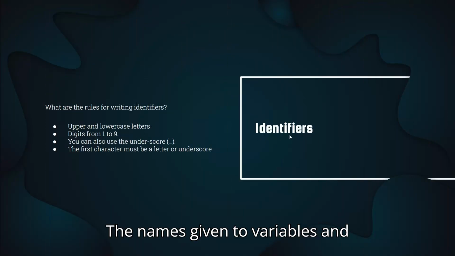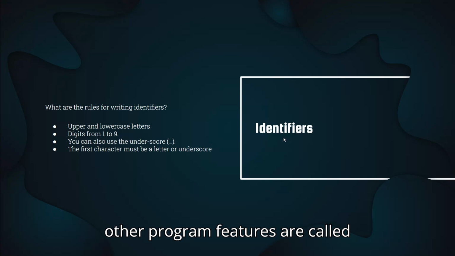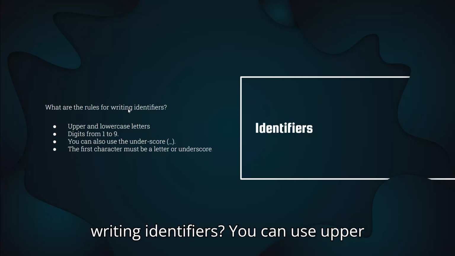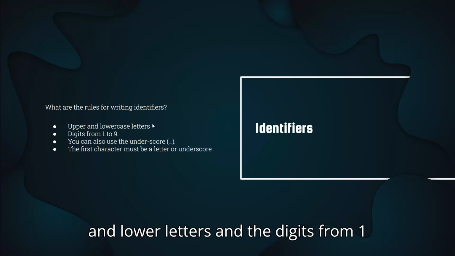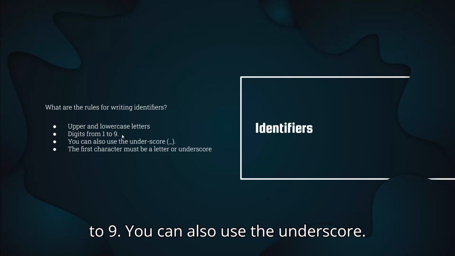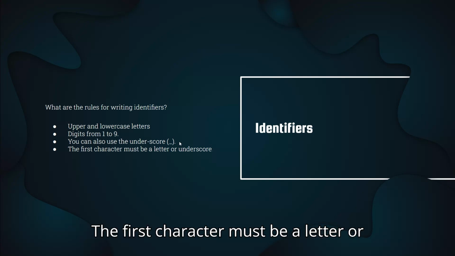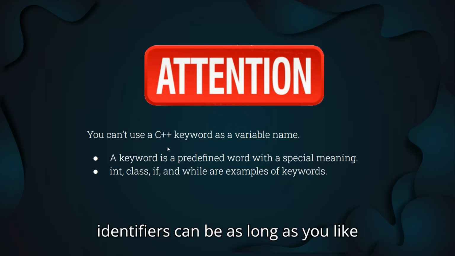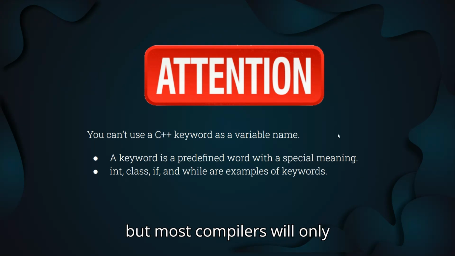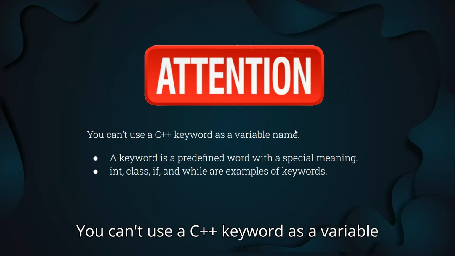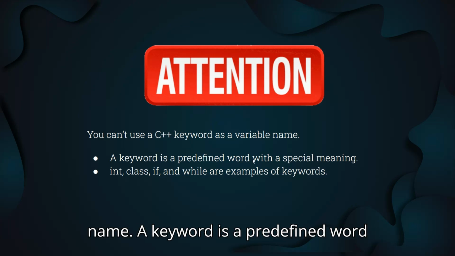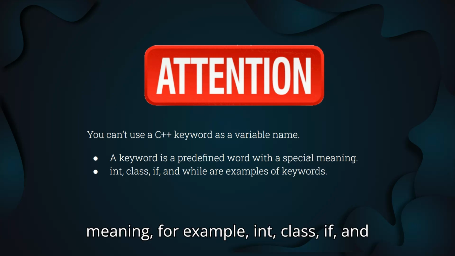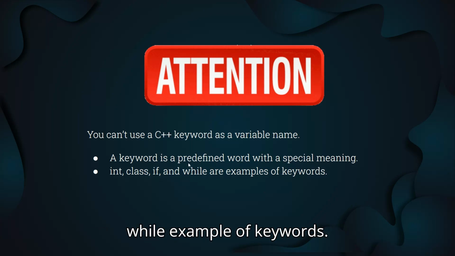Identifiers. The names given to variables and other program features are called identifiers. What are the rules for writing identifiers? You can use upper and lower case letters and the digits from 0 to 9. You can also use the underscore. The first character must be a letter or underscore. Identifiers can be as long as you like, but most compilers will only recognize the first few hundred characters. You can't use a C++ keyword as a variable name. A keyword is a predefined word with a special meaning. For example, int, class, if, and while are examples of keywords.